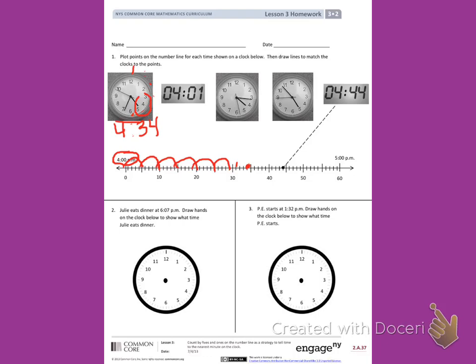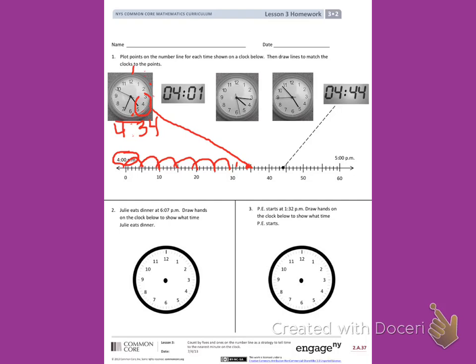Now it tells me to draw a line to match the clocks to the points. So I'm going to draw a line to that point. Now I've plotted a point and I've drawn a line from 4:34 on the clock all the way to the number line.